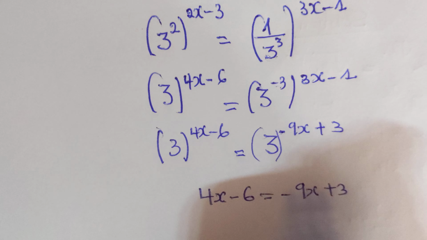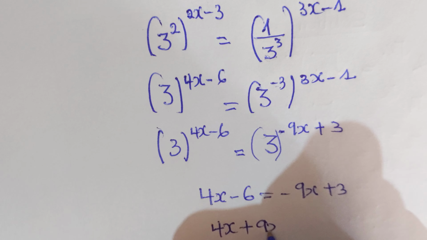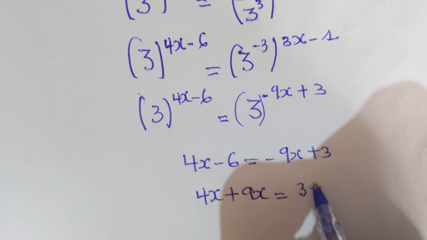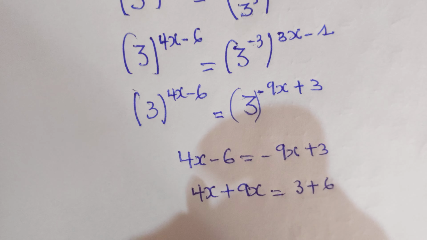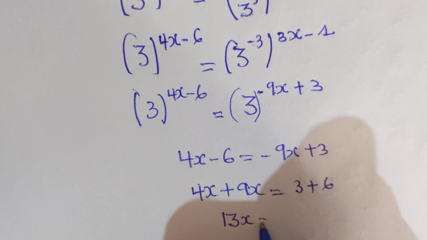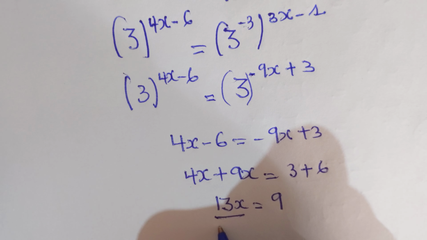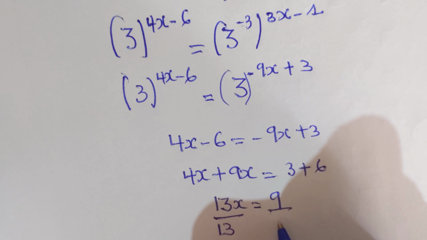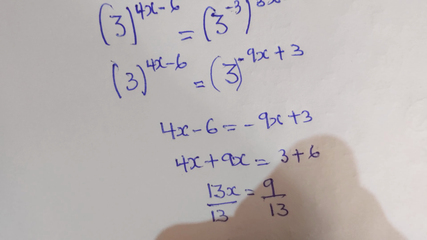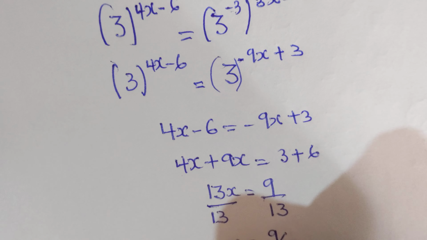Now by changing position, we get 4x plus 9x will be equal to 3 plus 6. Now 4x plus 9x will bring 13x, which is equal to 9, and then by dividing 13 here and dividing 13 here, we will get x, which is equal to 9 over 13.